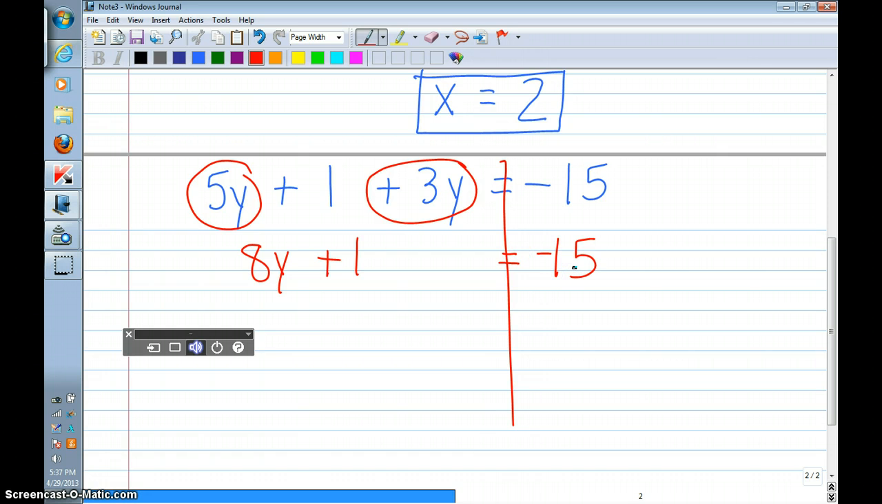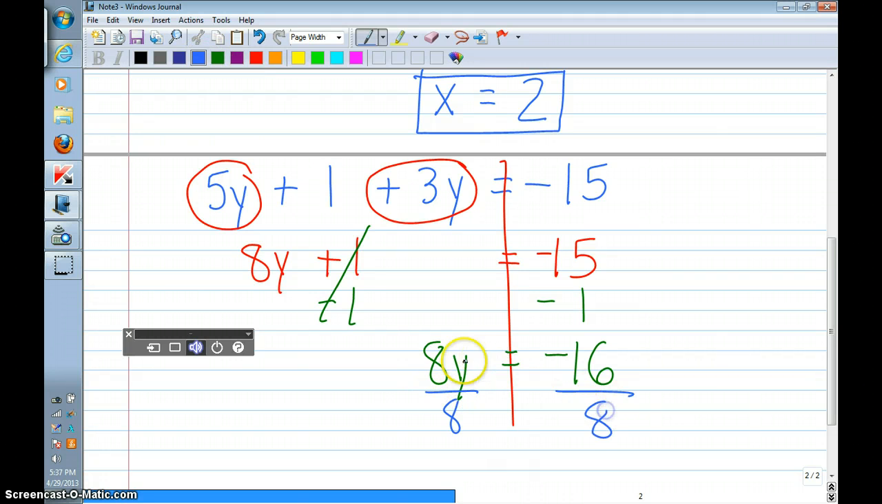Again, I have to get rid of the plus 1, so how I get rid of it is I subtract 1. Again, I go shopping. You can think about, I want to buy something for $15. I want to buy something for $1. So I have to borrow $16 from mom and dad. And then my last step, instead of multiplying by 8, I'm going to divide that side by 8, that side by 8. Remember, a positive divided by a negative is a negative. So y is equal to negative 2.